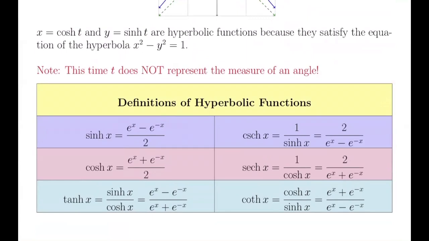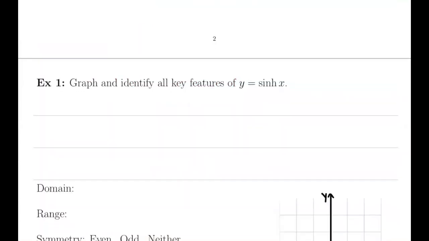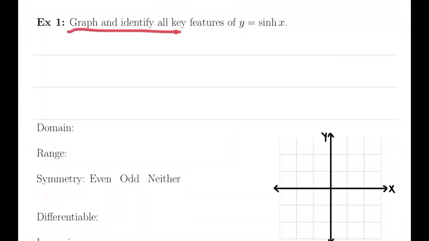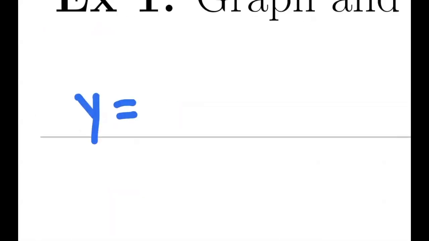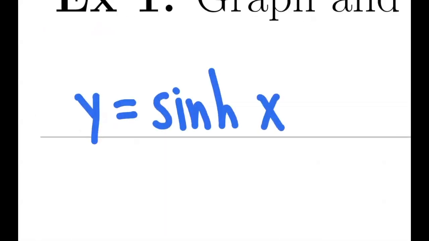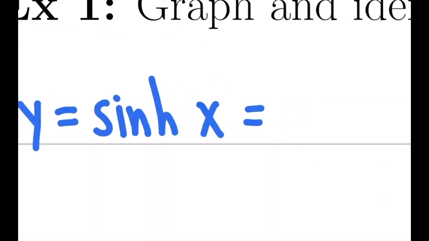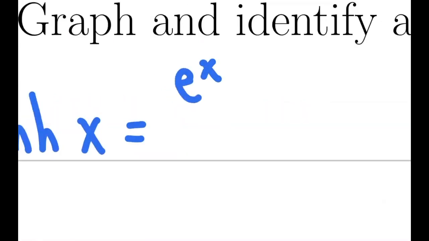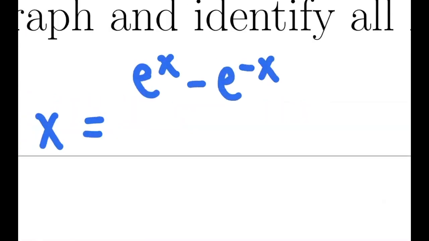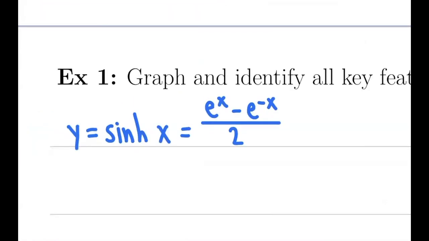Let's finally see what these functions look like. So let's do example 1. Graph and identify all key features of y equals sinh of x. So let me just write out the definition. We have y equals sinh of x, and like I said earlier, this equals e to the x minus e to the negative x divided by 2. So again, it's a combination of the increasing exponential and the decreasing exponential.